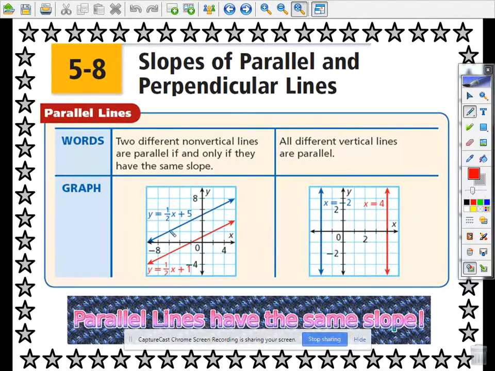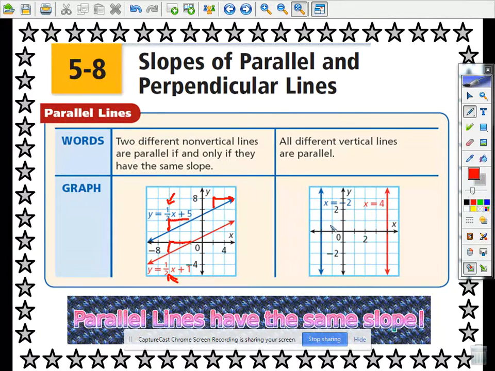If you look at this blue line, it's 1/2 x plus 5. The slope is 1/2. So at every point, we can go up 1 over 2. Up 1 over 2. That is the slope of that line. The other line is 1/2 x plus 1. This slope is also a half. Any point on the line, you go up 1 over 2, and you're at the next point. These are parallel because they have the same slope. All parallel lines have the same slope.